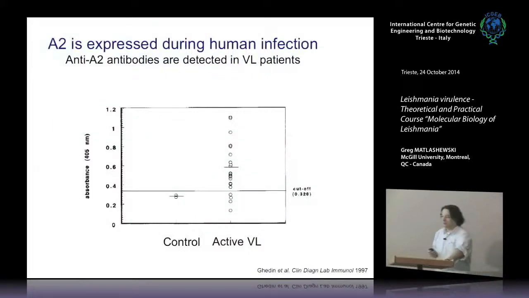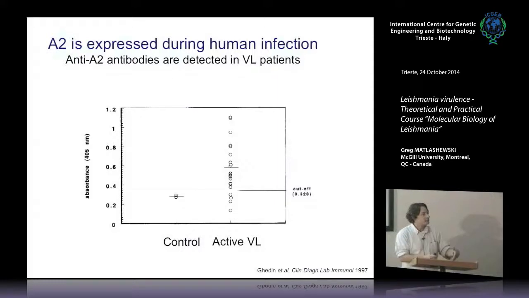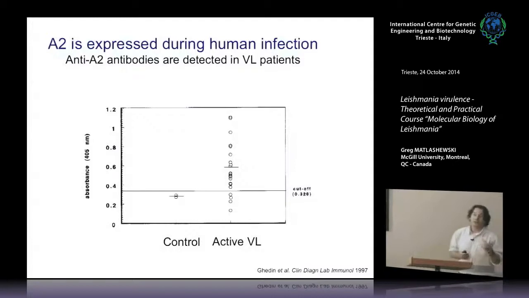The other thing you can ask is, well, all of this is done in the laboratory, but is A2 actually really expressed in the field? When someone is infected with Leishmania donovani, is the protein actually really there? So one way you can do that is see if people make antibodies against A2. If they make antibodies, that means the A2 was there.